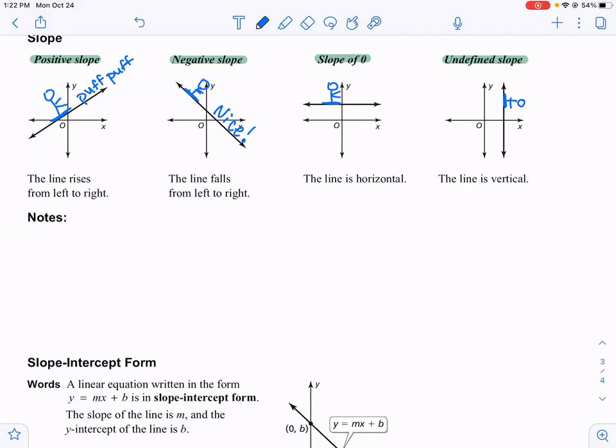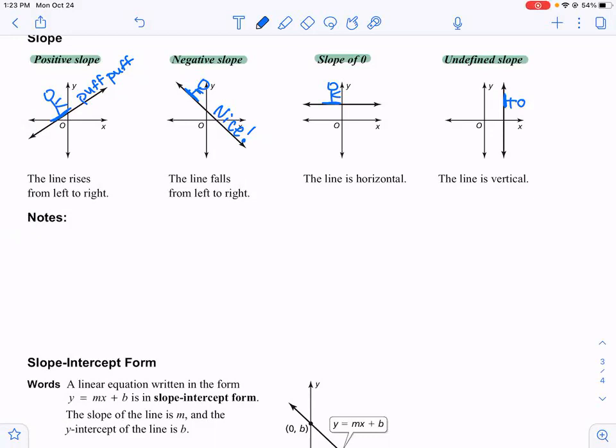Preston asked, couldn't it just go the other way? Is it always going right? We always read our graphs from left to right, just like we do words. So we're always going to read our graphs from left to right.